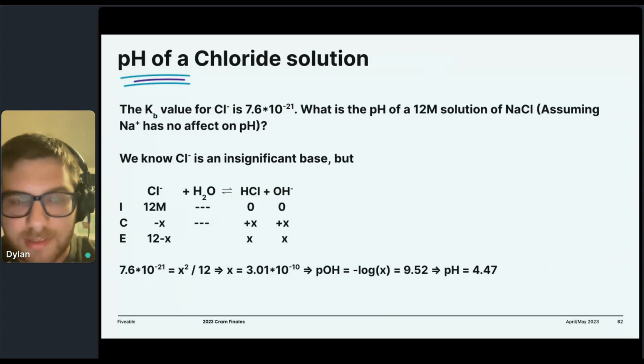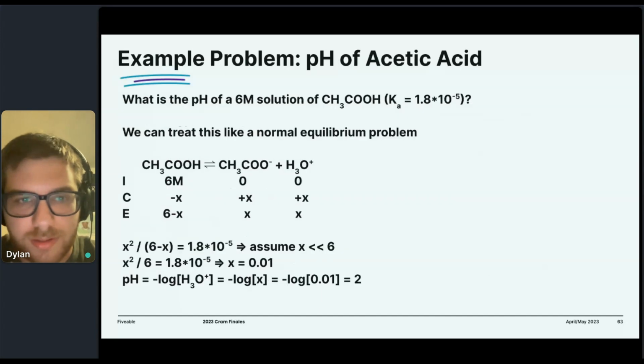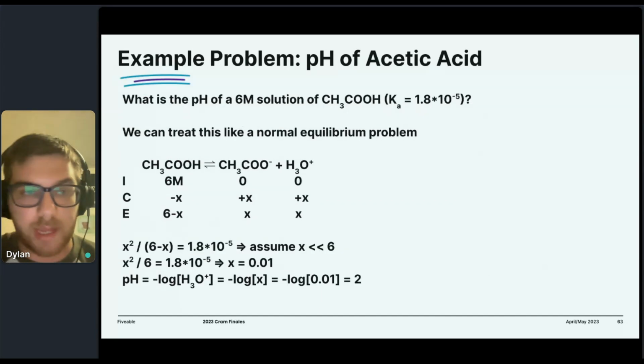Okay, actually, let's skip this slide. This was a problem we were all playing with and we were having trouble with, so I won't explain it. And it's not really relevant to the exam. It was just to show how weak of a base Cl minus was.